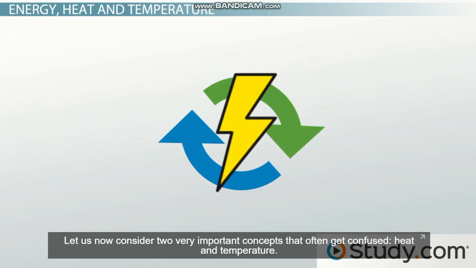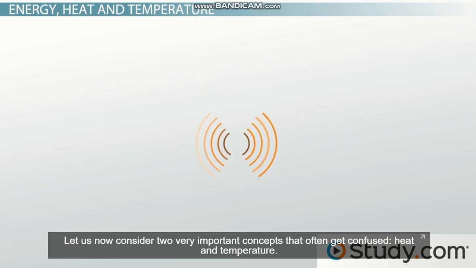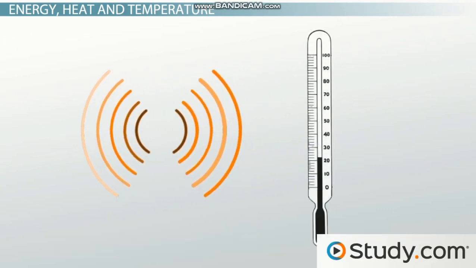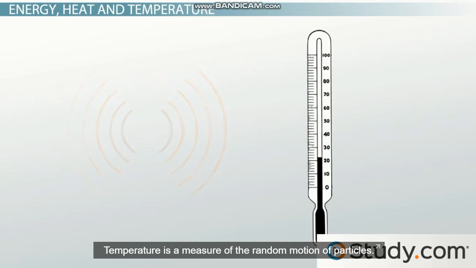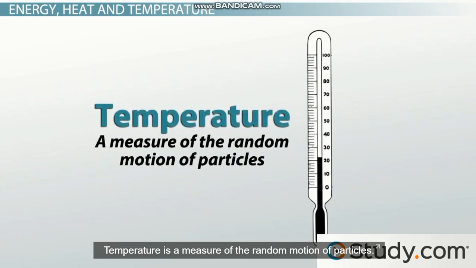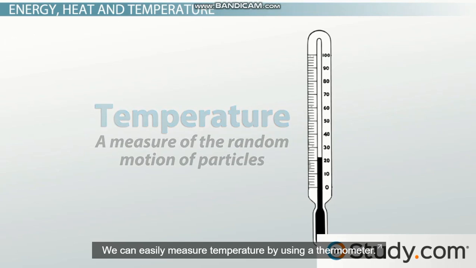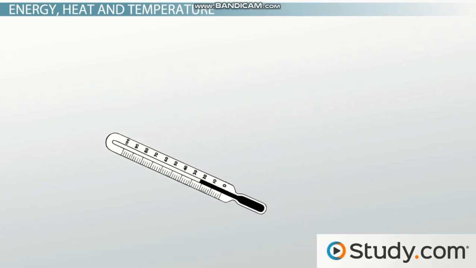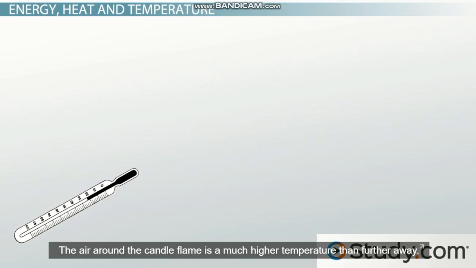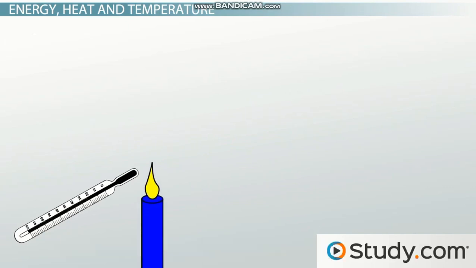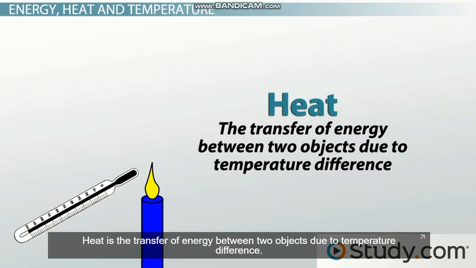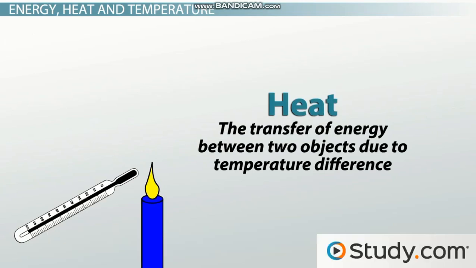Let us now consider two very important concepts that often get confused: heat and temperature. Temperature is a measure of the random motion of particles. We can easily measure temperature by using a thermometer. The air around the candle flame is a much higher temperature than further away. Heat is the transfer of energy between two objects due to temperature difference.